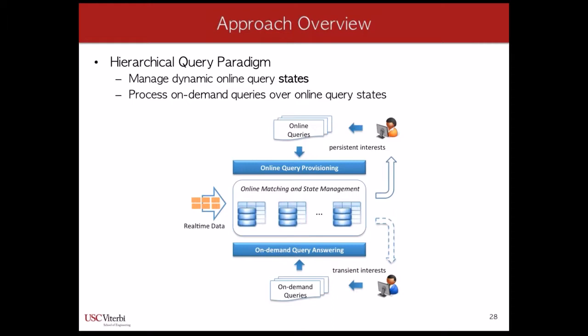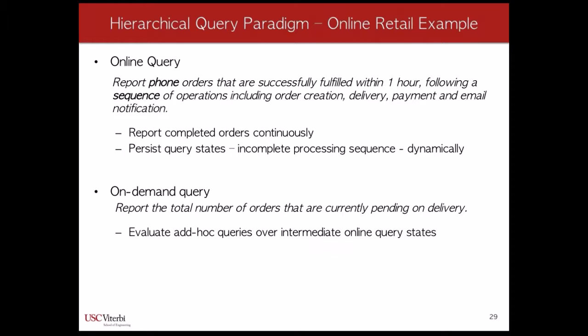Our approach is a hierarchical query paradigm. We manage the dynamic online query states and process the online queries over the online query states. In the online retail example, the online query is reporting the completed orders continuously. So we persist the query states, basically the incomplete orders and their processing sequence. And an on-demand query, for example, reporting the total number of orders currently in a certain state, can simply be applied over the intermediate states of the previous online queries. So this query paradigm is like a query over query scheme.